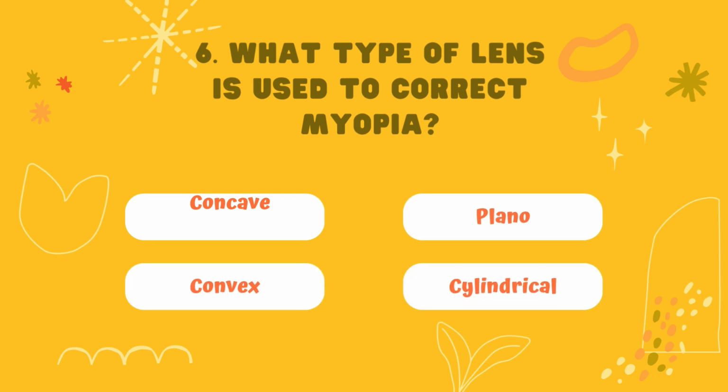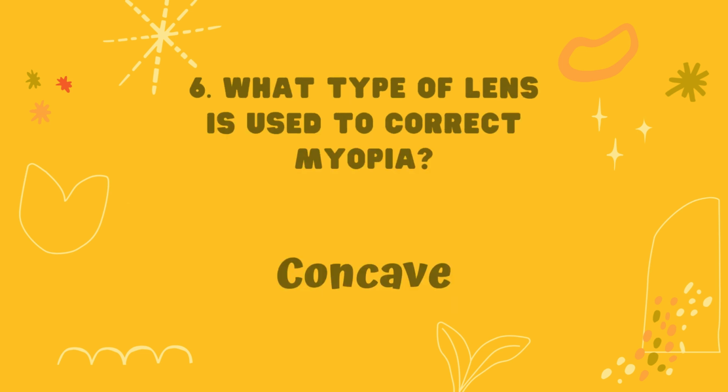Question 6. What type of lens is used to correct myopia? Is it A. Concave, B. Convex, C. Plano, or D. Cylindrical? The correct answer is A. Concave.